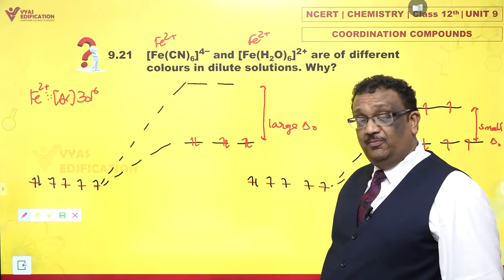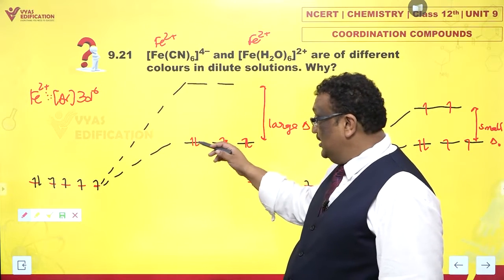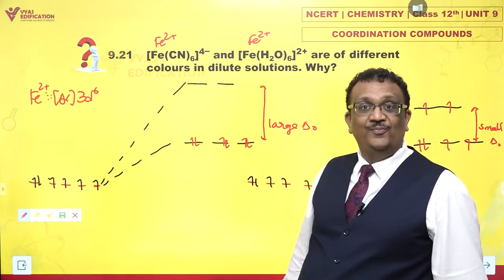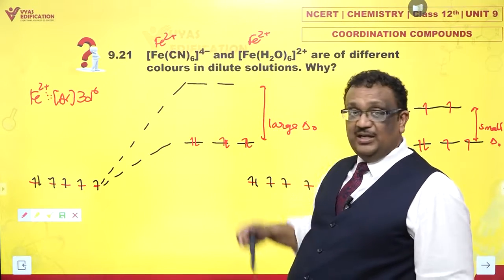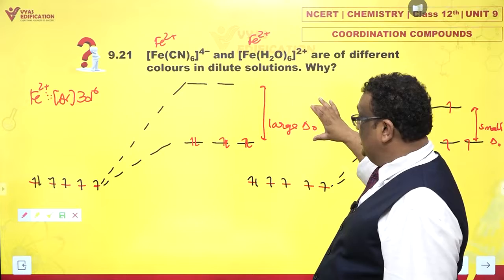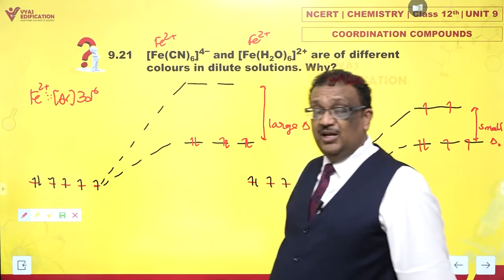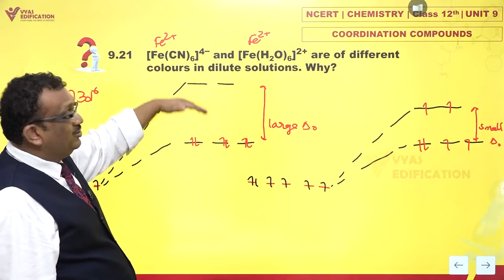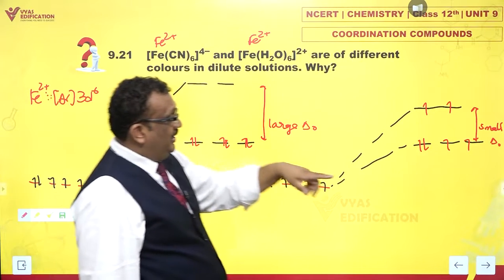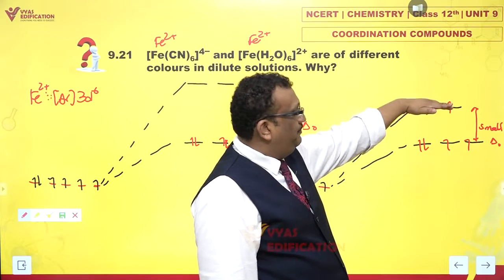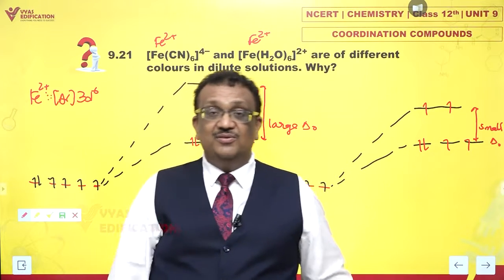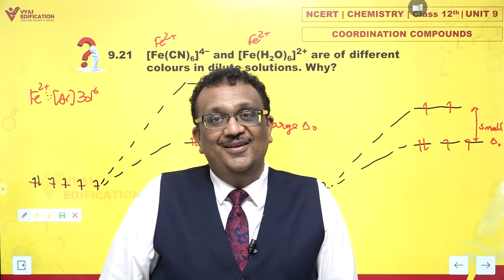Which photons are absorbed? It depends upon how much energy is needed to make this electron jump up from here to here. This is ground state, it moves to excited state, it has to move up by a distance delta O, up by an energy delta O. So, some high energy photons will be needed for this excitation. In this case, jumping up is not that difficult. So, relatively low energy is sufficient in this case.